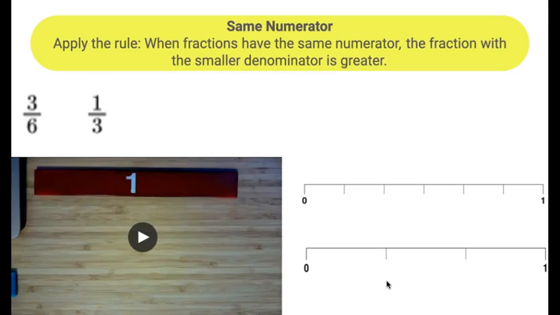And again, here it is on a number line. Here is 3/6 and here is 1/3. They do not have the same numerator, so I cannot apply the rule that when the denominator is smaller, it is bigger.